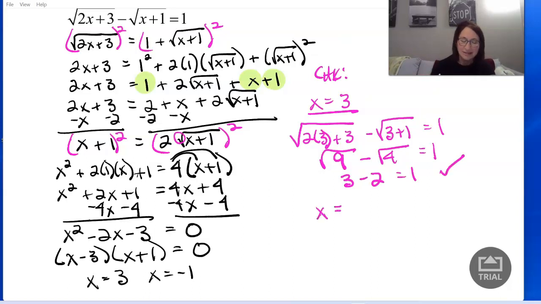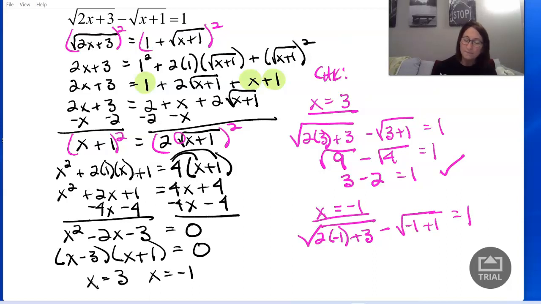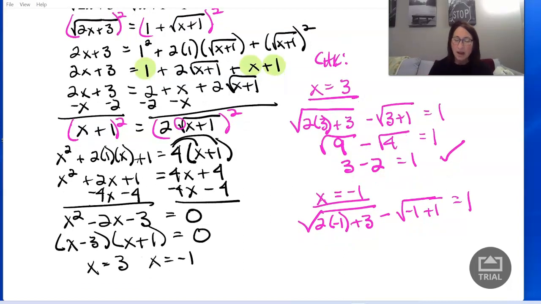When I do x equals negative 1, and I check that, it'll be 2 times negative 1 plus 3 minus negative 1 plus 1. All right, well, under that first radical that I'm checking here, I've got negative 2 plus 3 is the square root of 1 minus the square root of 0. So that's going to give me 1 minus 0. Sure enough, that's equal to 1.